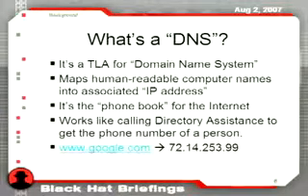So first thing is, what's a DNS? Well, it's a TLA for domain name system. And TLA, if you don't know, is a three-letter acronym, so it's sort of redundant. More or less, DNS is used to map a human-readable computer name, like google.com, into an associated IP address. It's more or less the phone book for the internet, and it works kind of like calling directory assistance to get the phone number of some person. I can type Google into my system, and directory assistance, the DNS, will give me back 72.14.253.99, which I think is their stuff.